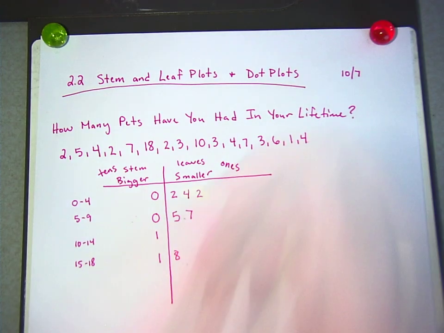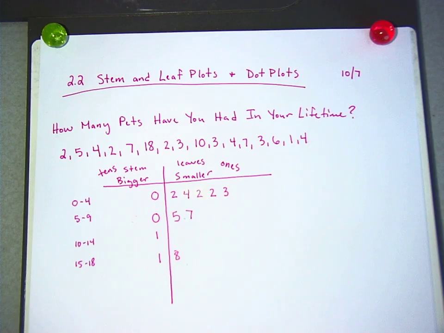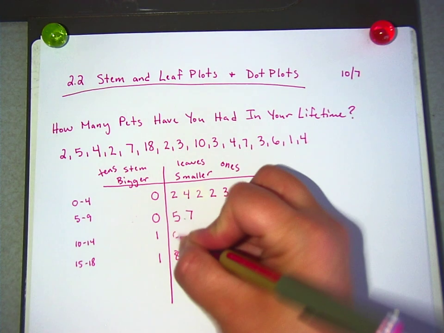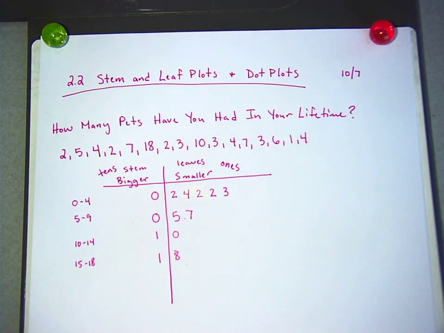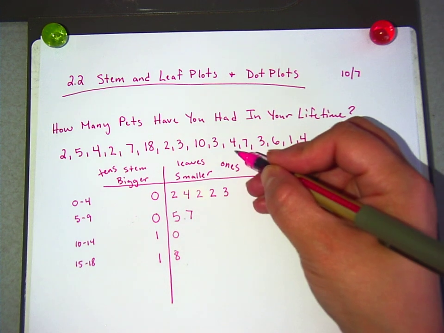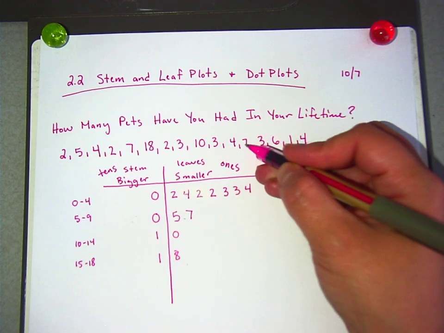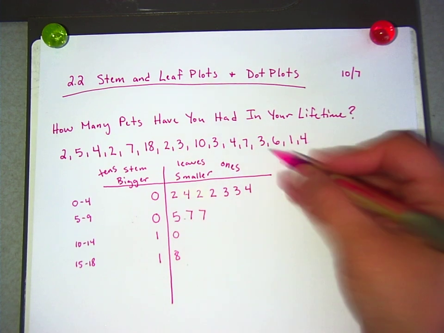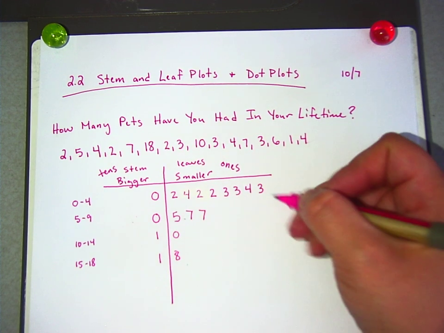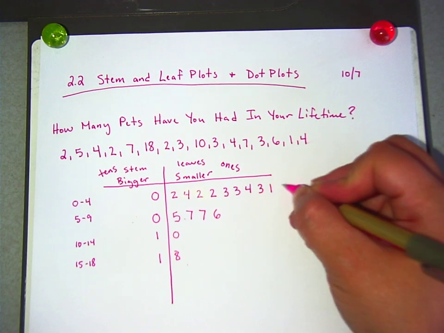Then I've got a 2 and a 3, so those can go back up here again. 2, 3. I've got a 10. What do I write for 10? Just a 0 right here, yep. Then I've got a 3 and a 4. And then a 7. Then another 3. And a 6. A 1 and a 4.